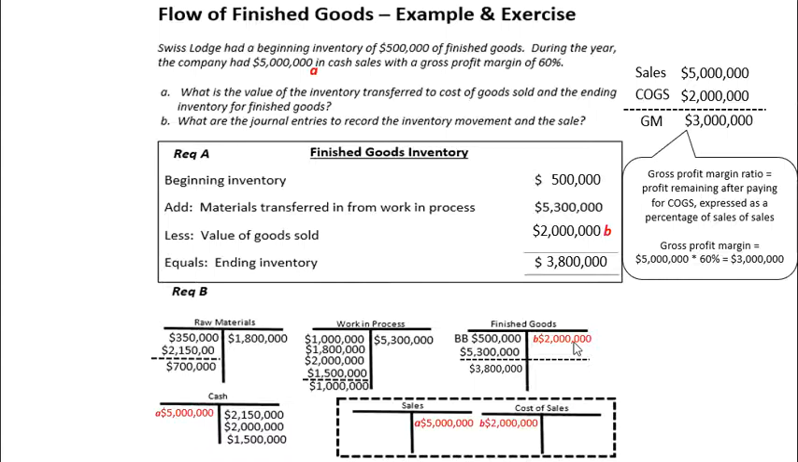So when I add my debits and credits up under finished goods, that's $3,800,000. And again, you can see my sales are 5 million minus my cost of sales, which would be 2 million. And if I subtract my cost of sales from my sales, just like I did up here, my gross margin would be $3 million.